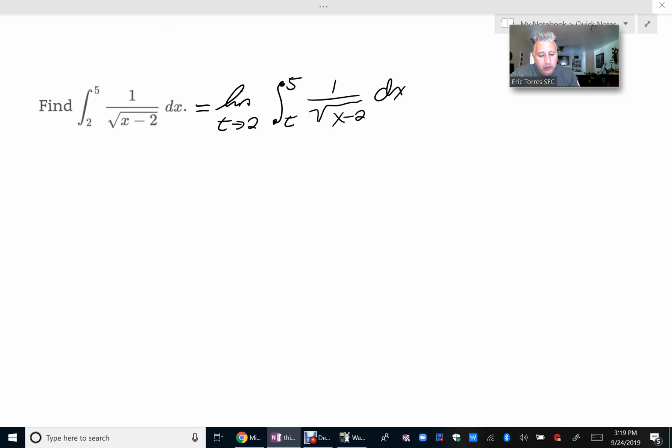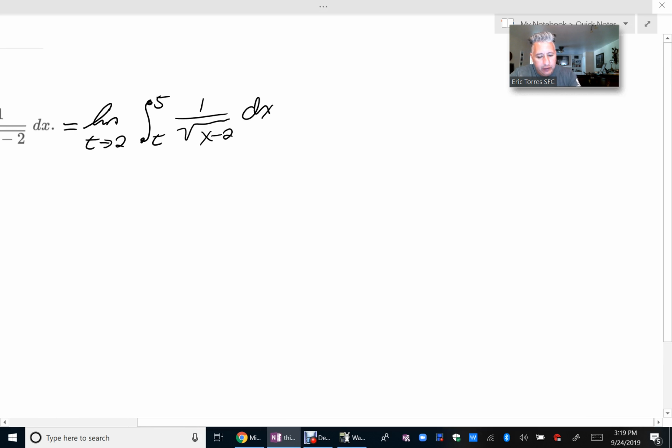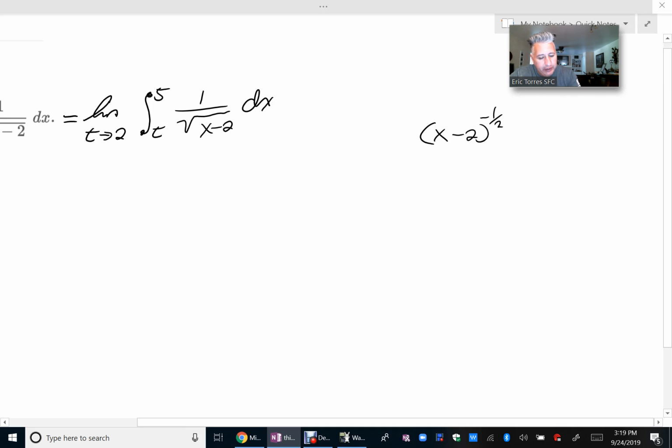If you want to just kind of view this function as really x minus 2 to the negative 1/2, you're going to add 1 to that exponent, which is going to make it a positive 1/2. And you're going to divide by your new exponent, which is 2. That's my process of taking the antiderivative.